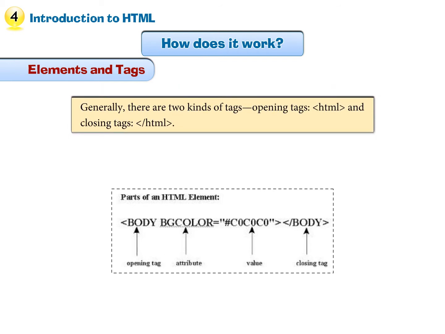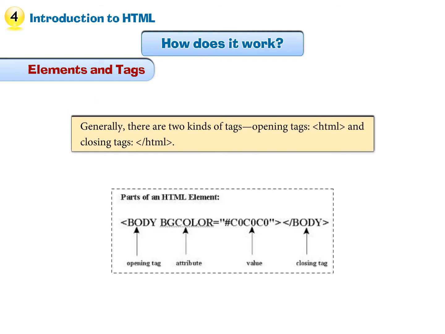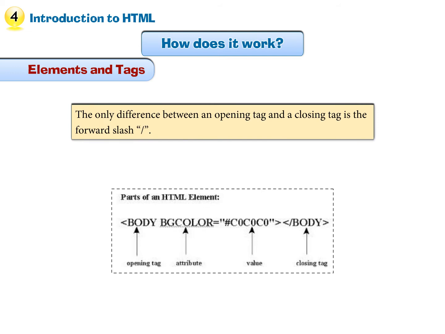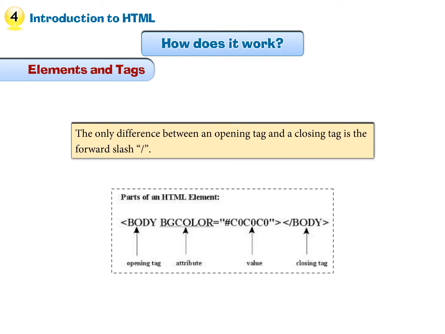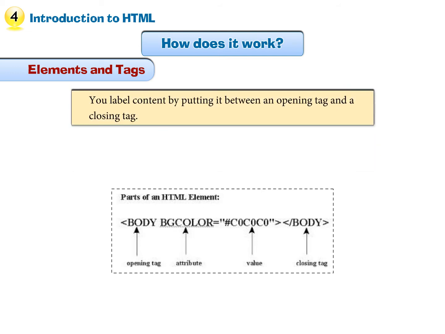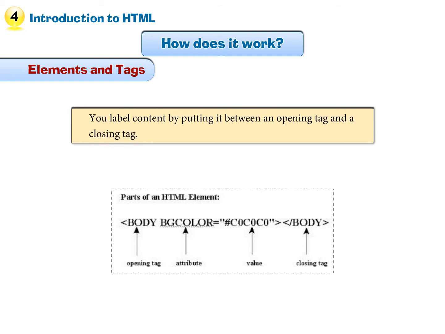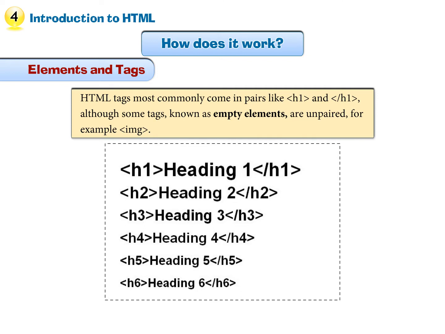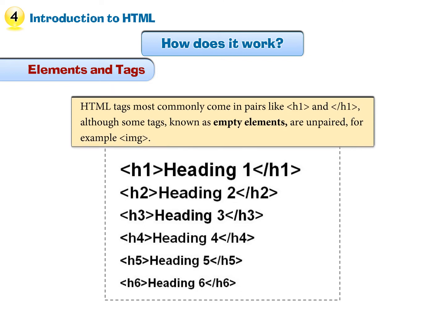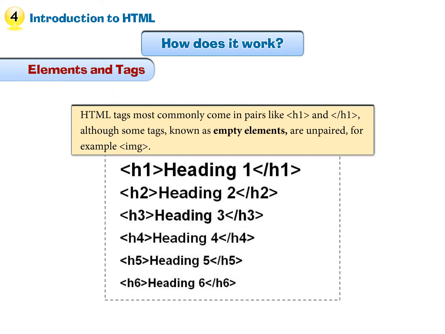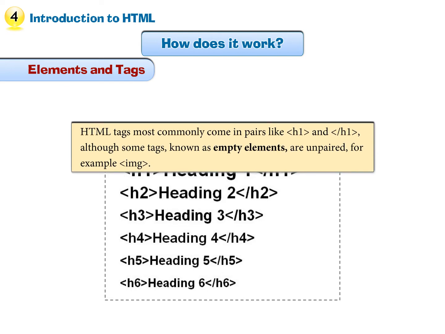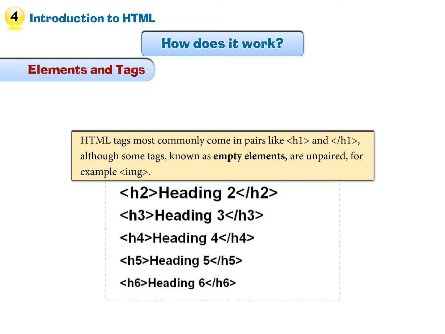Generally, there are two kinds of tags, opening tags and closing tags. The only difference between an opening tag and a closing tag is the /. You label content by putting it between an opening tag and a closing tag. HTML tags most commonly come in pairs like <h1> and </h1>, although some tags known as empty elements are unpaired.